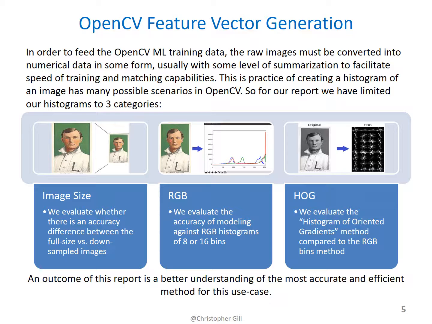To this end, we'll analyze the data across a couple spectrums. The first is image size. We'll do analysis of both full-size images submitted to the algorithm as well as downsampled images to a 64 by 128 resolution. We'll also look at those images in both sizes in the RGB histogram model using 8-bin and 16-bin characterizations of the RGB histogram. And lastly, we'll do a histogram of oriented gradients method to create feature vectors for these images as well, also in both image sizes.